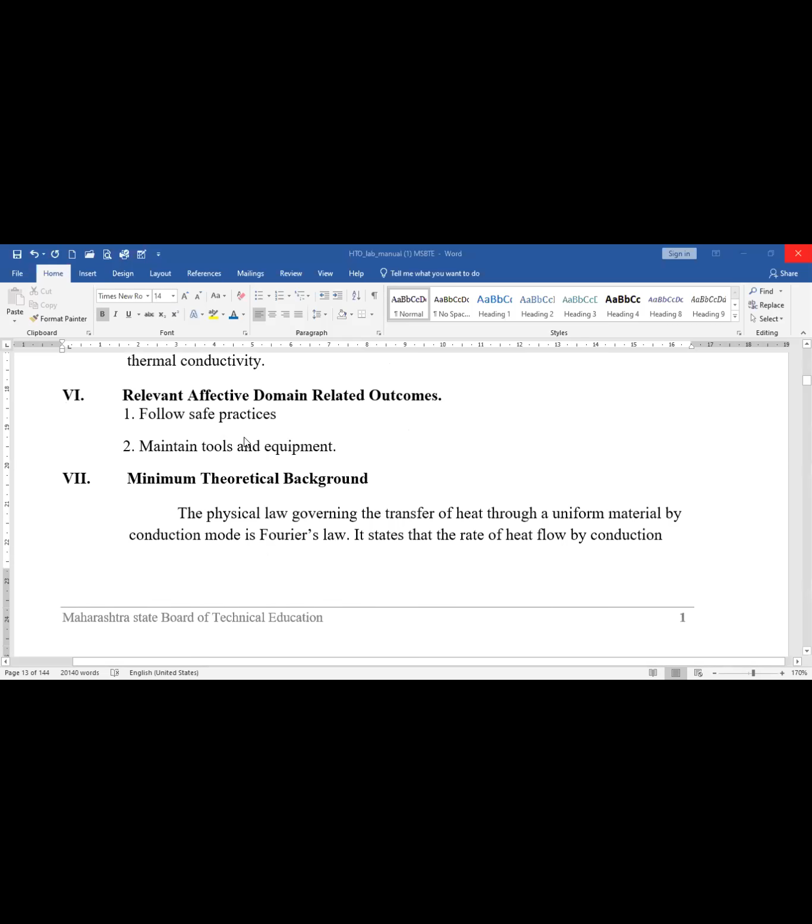The relevant affective domain outcomes are to follow safe practices while working on the experimental setup, then maintain the tools and equipment before starting the actual practical. So we have to check the voltage supply, current and temperatures of the respective thermocouples. The minimum theoretical background is nothing but Fourier's law, so we must have knowledge about it.